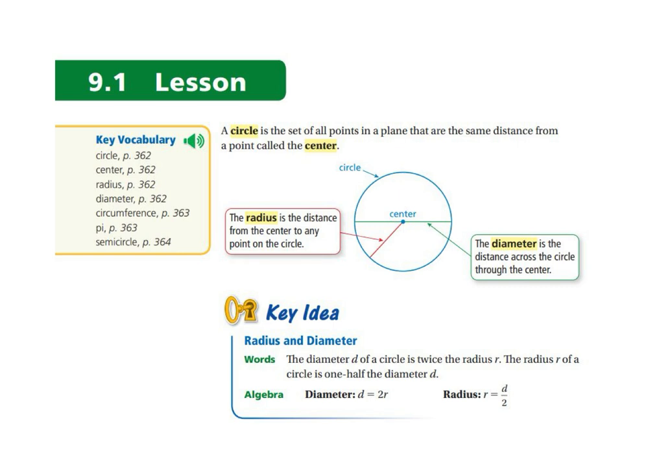The radius is the distance from the center point to any point on a circle, and the diameter is the distance all the way across the circle through the center. Key idea: the diameter of a circle is twice the radius, and the radius of a circle is half the diameter.